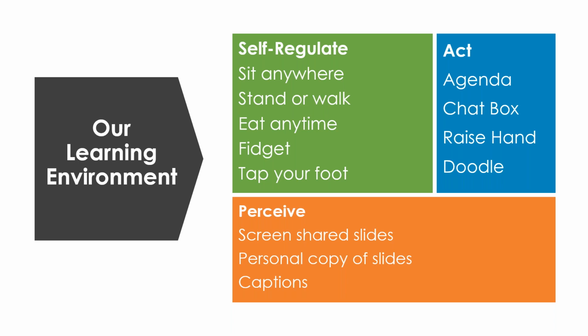In our environment today, I'd like you to think about what are the things that you have that really embed universal design. You're able to self-regulate. You can sit anywhere you want to be sitting. You could be standing, you could be walking around, you could be having a nice afternoon snack. It is about 2:30. So you could be eating, you could be fidgeting. I'm a fidgeter, so I'm sitting here spinning back and forth in my chair, or you could be tapping your foot. So you're able to self-regulate.